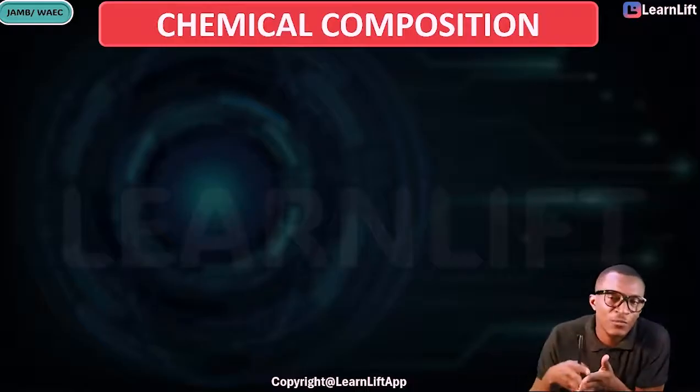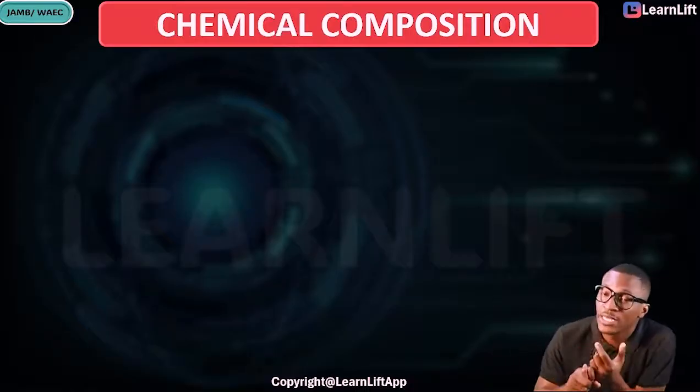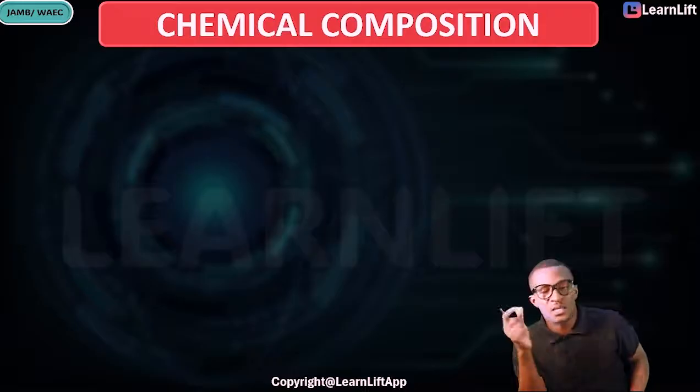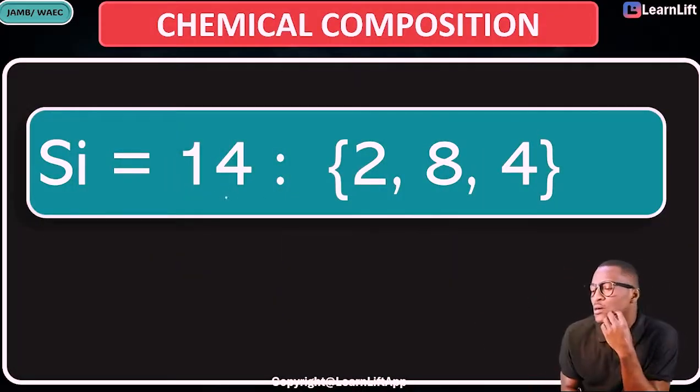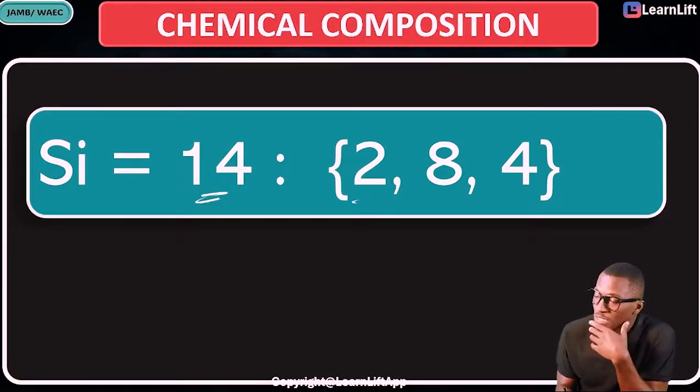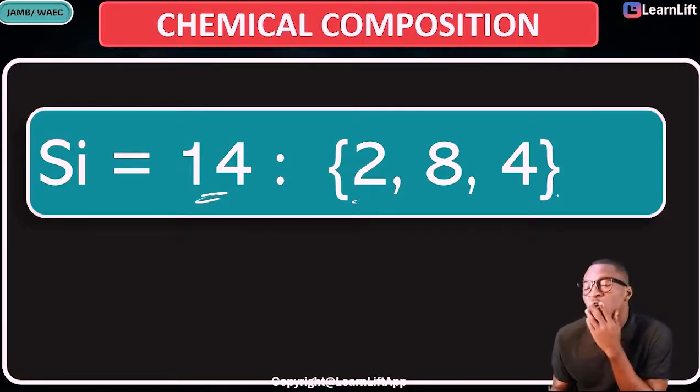We said that common examples of semiconductors are silicon and germanium. So let's just take silicon. First of all, what is silicon? Silicon has atomic number 14. That's 2, 8, 4. You can see that 2, 8, 4 means the first shell takes 2, the second takes 8, and what is left is 4.